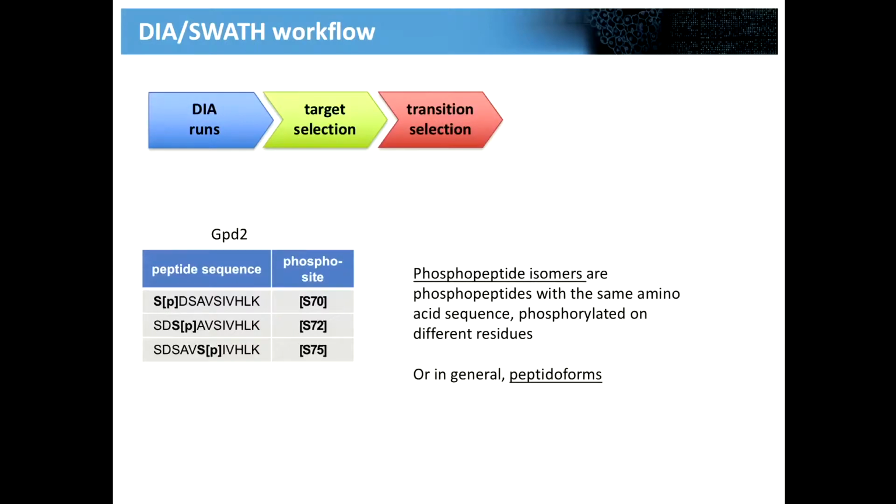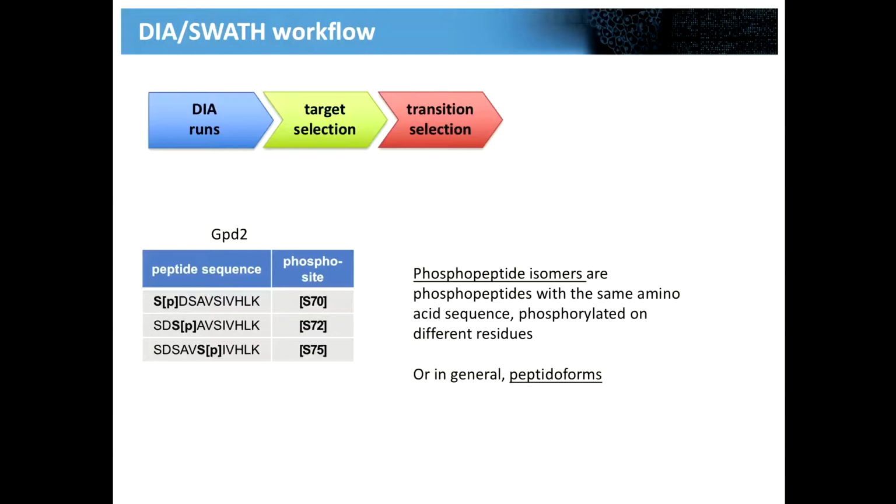First, I'd like to introduce a term that was mentioned already this morning. Whenever I'm going to refer to a certain precursor that has the same mass, so this is a singly phosphorylated protein with the same sequence, but has different possible localizations, I'm going to call it either a phosphopeptide isomer, and sometimes I will call it a peptidoform.